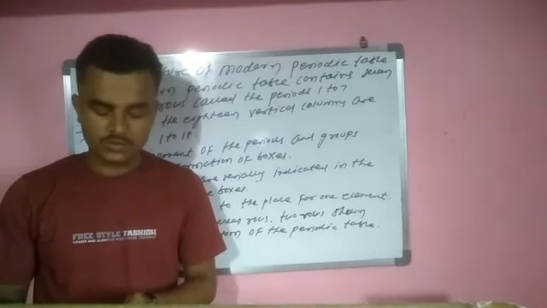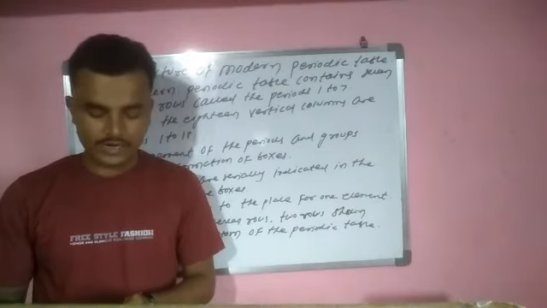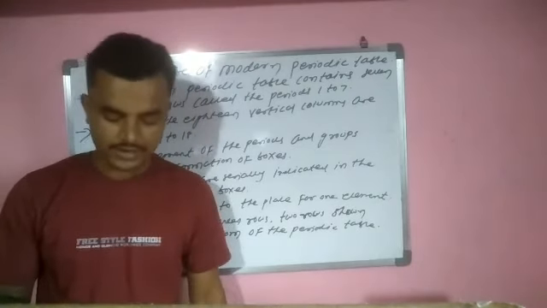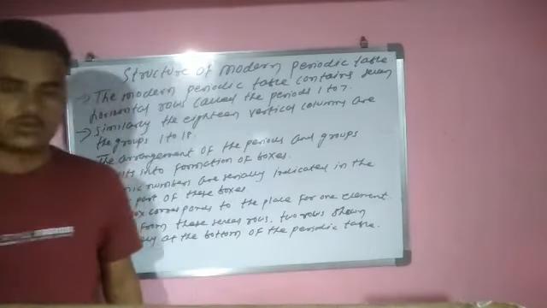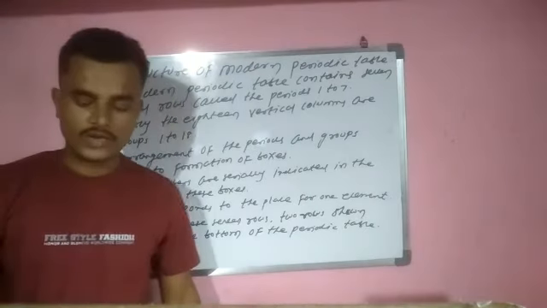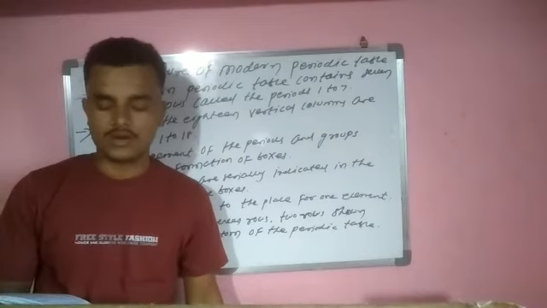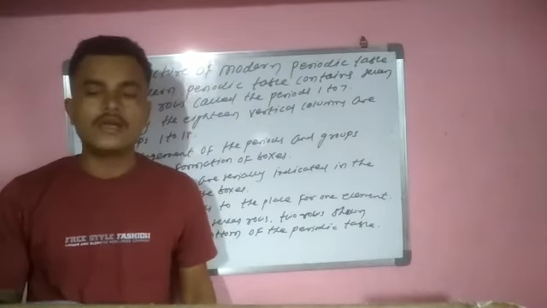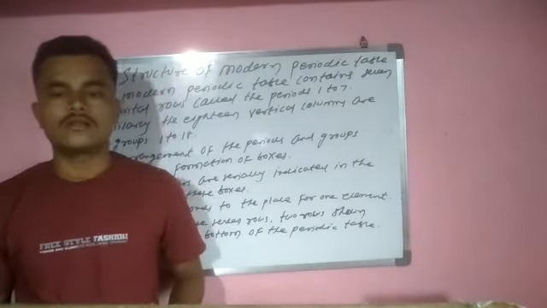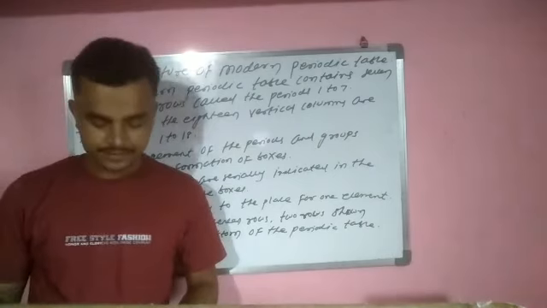The groups 3 to 12 constitute the D block elements. The D block elements are called the transition elements. Now the group 3 to 12 constitute the D block elements, and the D block elements are called the transition elements. उसको क्या कहा था? It is called the transition element.